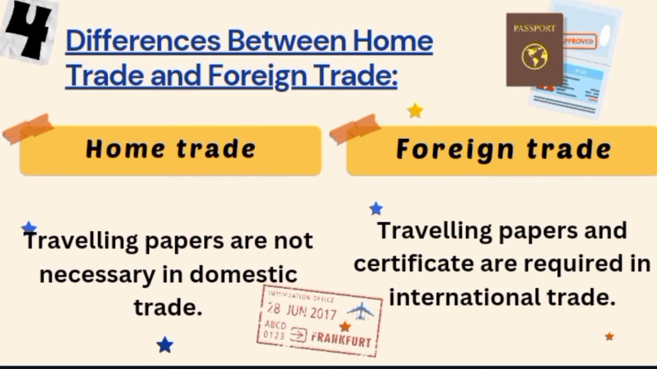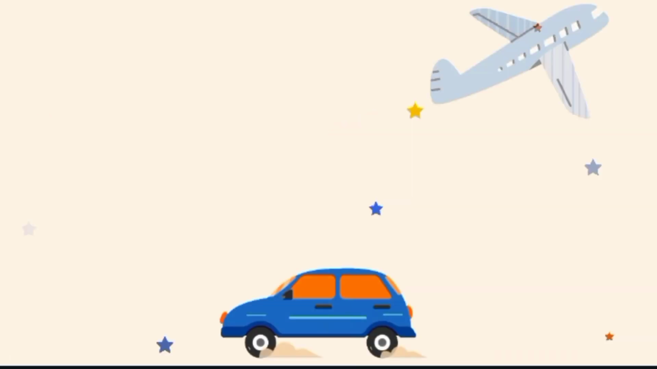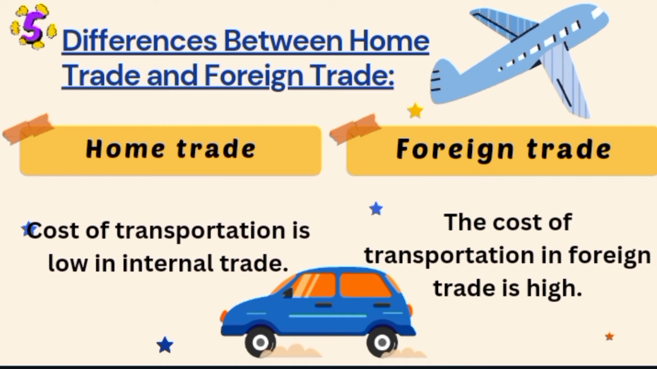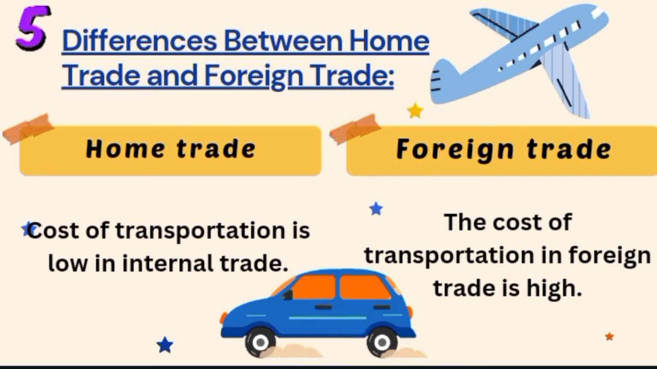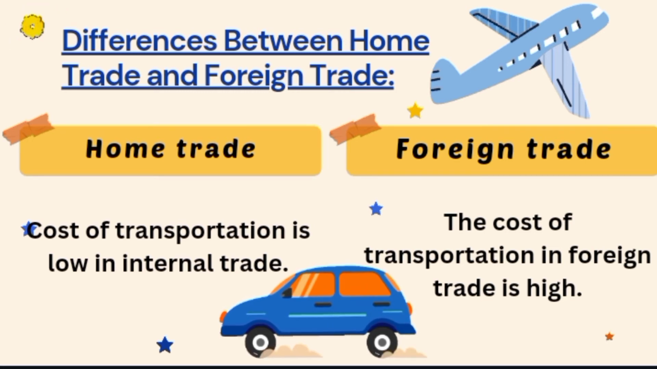Then fourthly, in home trade, we do not need a passport, we do not need a visa for movement. But in foreign trade, passports and other certificates are required for you to be able to move from one place to another. Then lastly, under the differences between home trade and foreign trade, in home trade, the cost of transportation is low compared to that of foreign trade. In foreign trade, the cost of transportation is very, very high. So these are some of the differences between home trade and foreign trade.